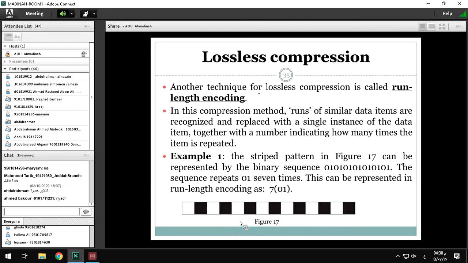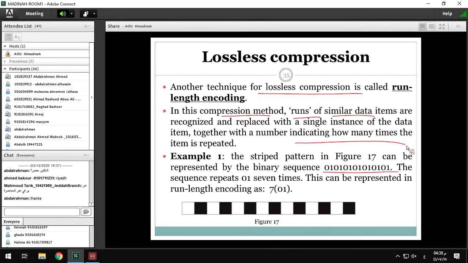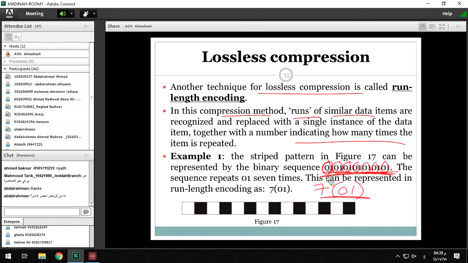Another technique for lossless compression is called run length encoding. In this compression method, the runs of similar data items are recognized and replaced with a single instance of the data item, together with a number indicating how many times the item is repeated. For example, let's say we have 010101010101. How many times 01? 1, 2, 3, 4, 5, 6, 7. So we can write 7 times 01. Instead of writing all this, we write just 7 times 01. This is called run length encoding.